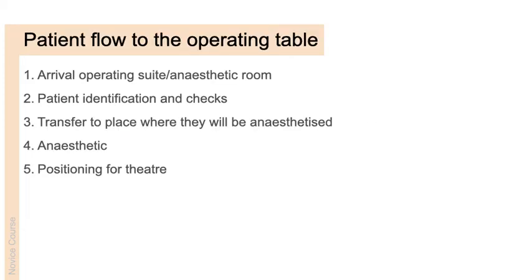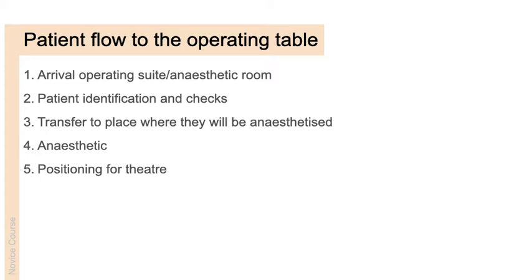So let's think about patient flow to the operating table. For the purposes of elective surgery, patients may arrive to the operating suite via several means. They may be walking, in a wheelchair, on a bed, or carried by their parents. In the UK, they'll typically arrive in the anaesthetic room. Once they've arrived, they go through a series of identification and checks, which is covered in another one of our talks. Once they've been correctly identified and paperwork's been checked, the patient is then transferred to the place where they will be anaesthetised. So this may be on a bed, a trolley, or in fact in the parent's arms.